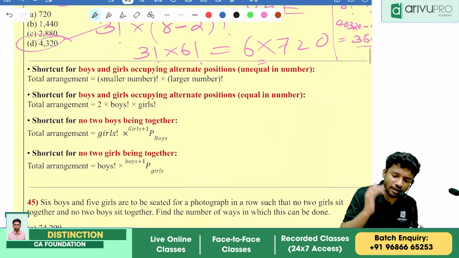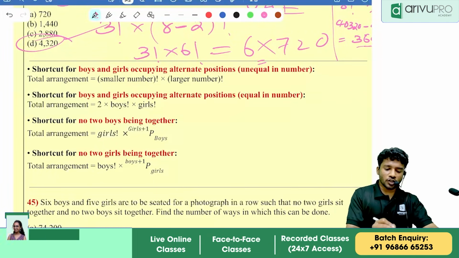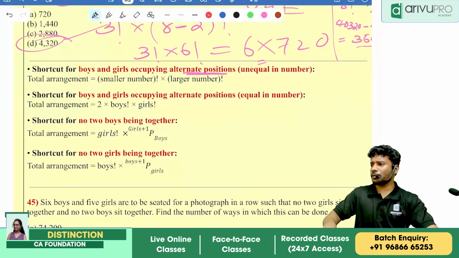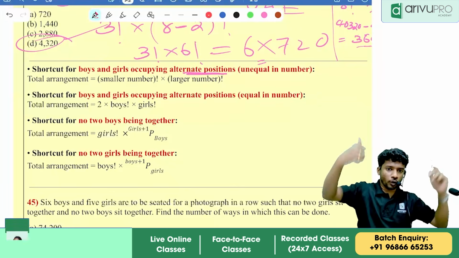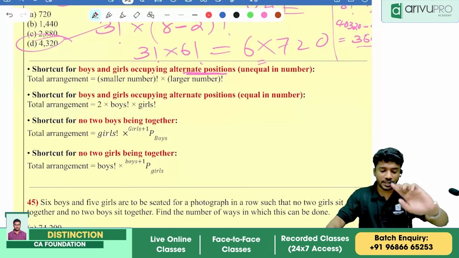Now people, have a look at this shortcut. Make a note of it. Very important. Shortcut for boys and girls in alternate position. Alternate position means what? One boy, one girl. One boy, one girl. Or girl, boy. Girl, boy. That is called alternate position.